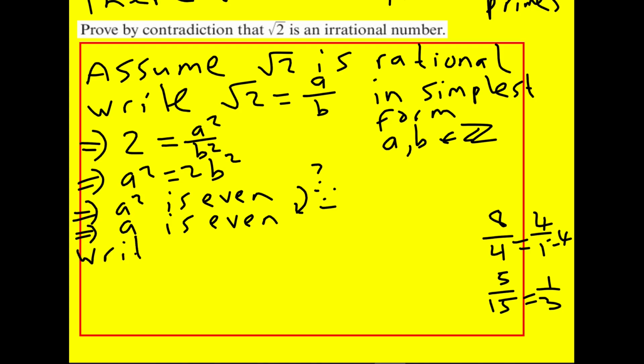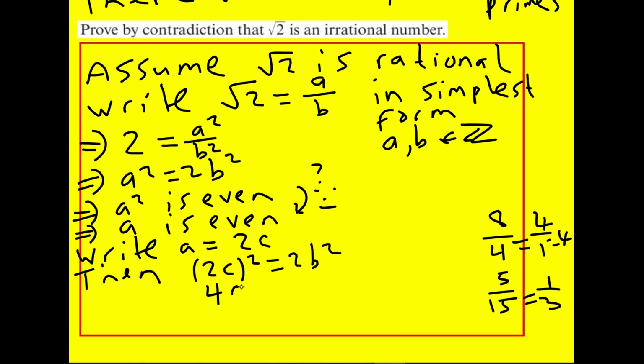So we're then going to write a equal to 2 times c. Because I know a is an even number, I can write it as 2 times something. Then it's going to be that 2c all squared is 2b squared. We can expand this out. 4c squared is equal to 2b squared. And therefore, b squared is going to equal 2c squared. And for the same sort of argument, b squared must be even, and b must be even as well.